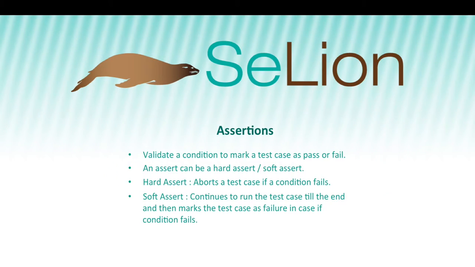So what do assertions do? They validate a condition to mark a test case as pass or fail. An assert can be a hard assert or a soft assert. A hard assert will abort the test case execution if a condition fails, whereas a soft assert will continue to run, and at the end of the test case, it will mark it as failure if the condition fails.